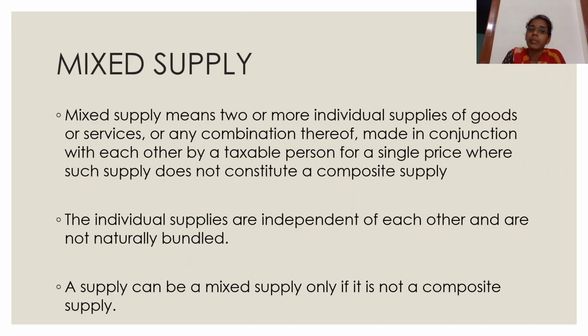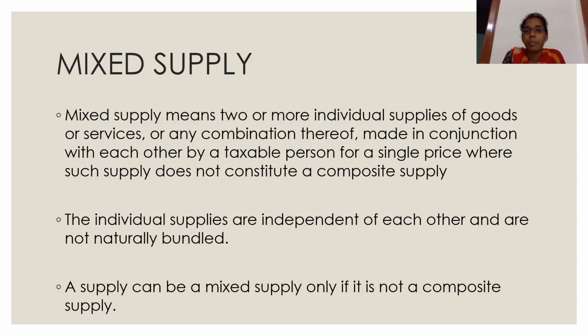Mixed supply means two or more individual supplies of goods or services. Here also we supply two or more individual goods or services, but here it is not dependent on the other. Every supply we make is independent, or any combination thereof. It is made in conjunction with each other by a taxable person for a single price, where such supply does not constitute a composite supply. If it is a case where the products are not dependent on each other, then it cannot be composite supply.